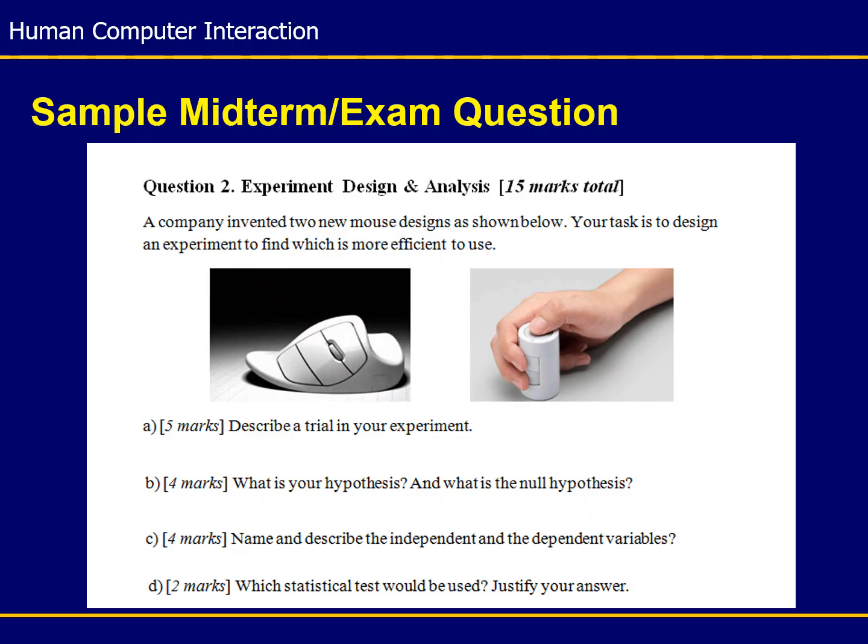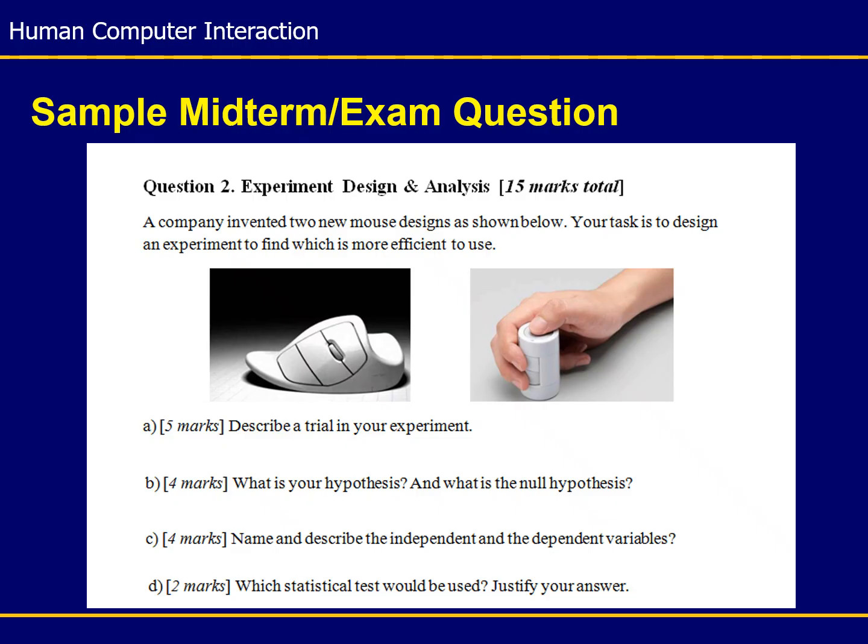Now, what's your hypothesis? I will assume here anything. Perhaps I will assume that the mouse on the right is faster than the mouse on the left. What's the null hypothesis? That they are the same. What's the independent variable? It's the mouse type. And what's the dependent variable? It's the time it takes to travel to a target.